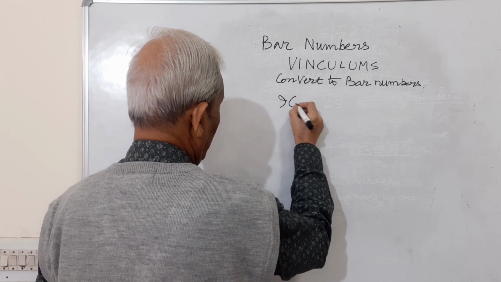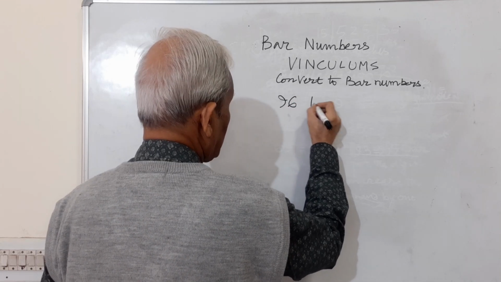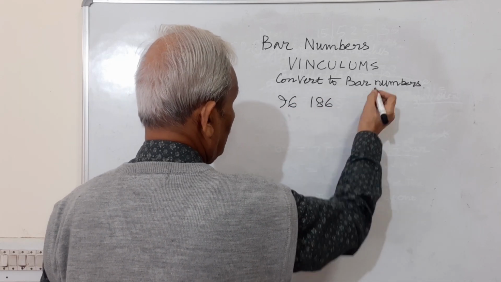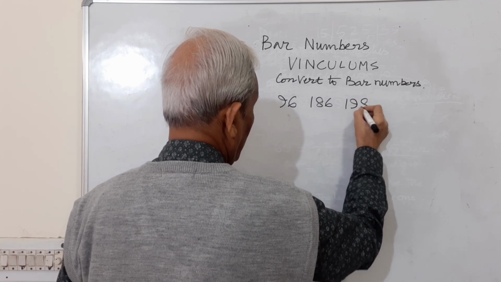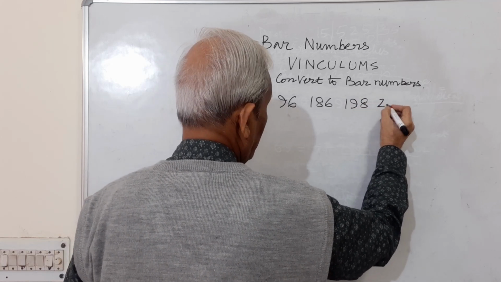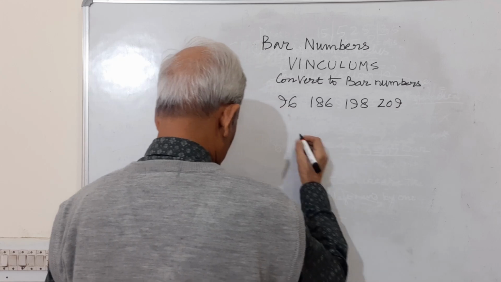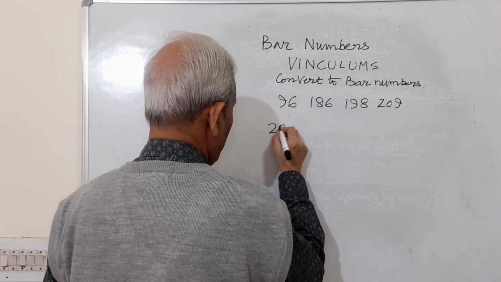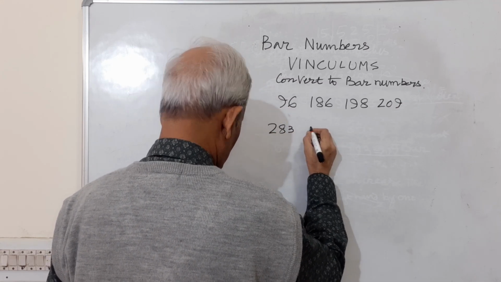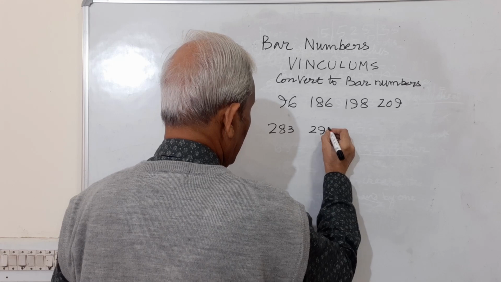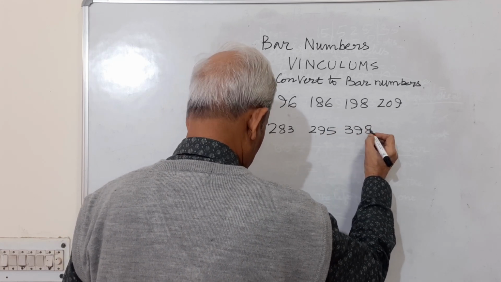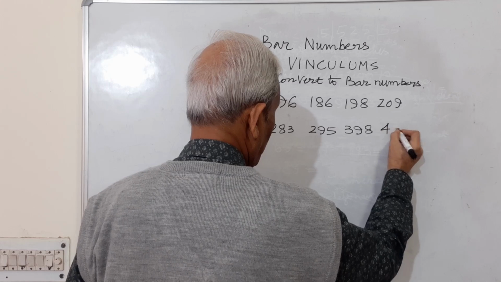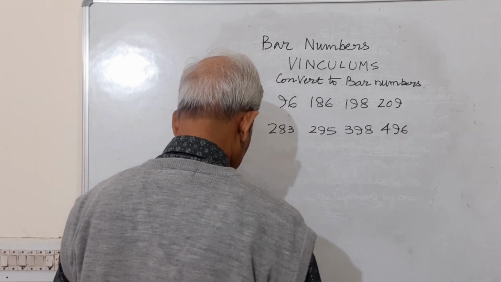96, 186, convert into bar numbers. 198, 209, 283, 295, 398 and 496, right?